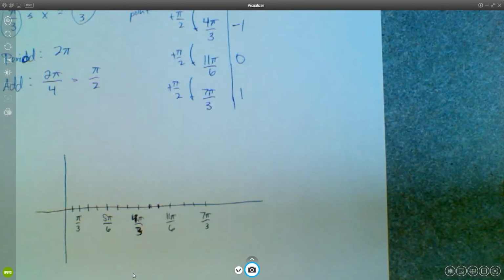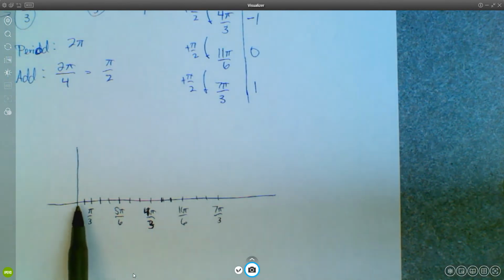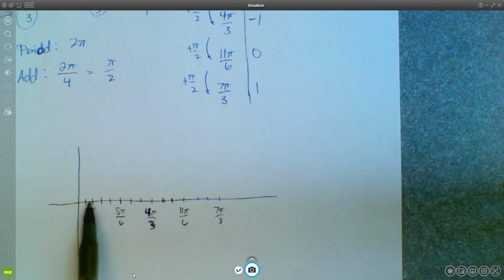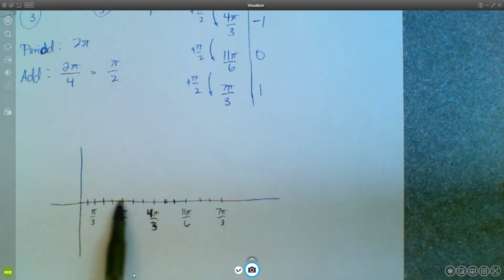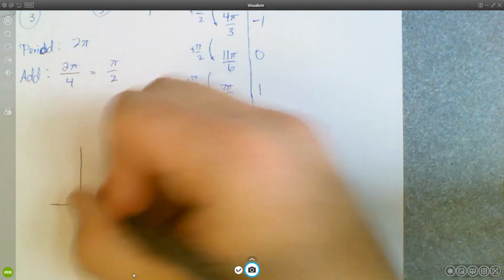But you see, when you think about it in terms of common denominators like that, then you can make sure that they're evenly spaced, because from here to here is only pi over 3. It's only 2 pi over 6. But from here to here is 3 pi over 6, right? Pi over 2 spaces. So anyway, make sure you're correctly getting them on the graph.